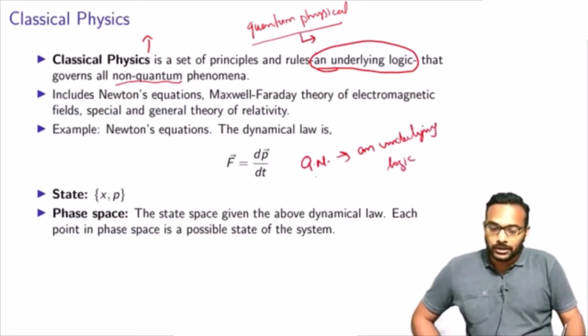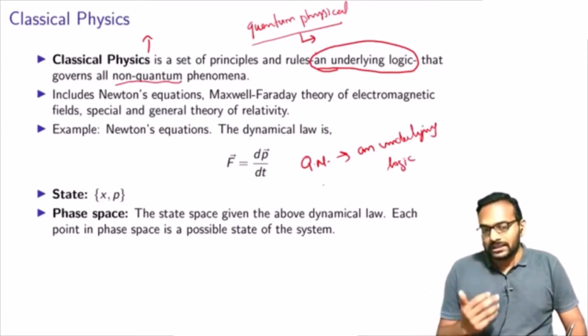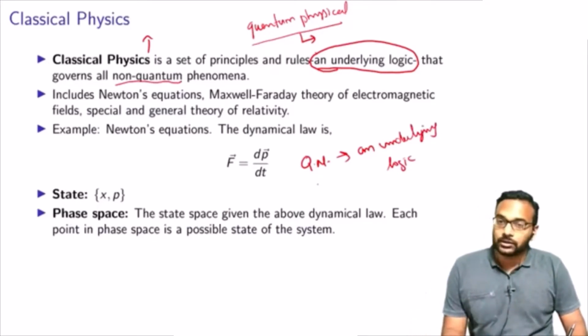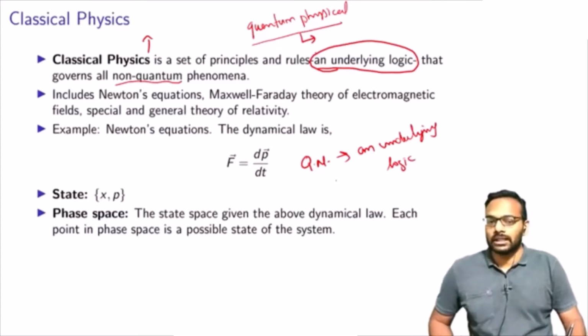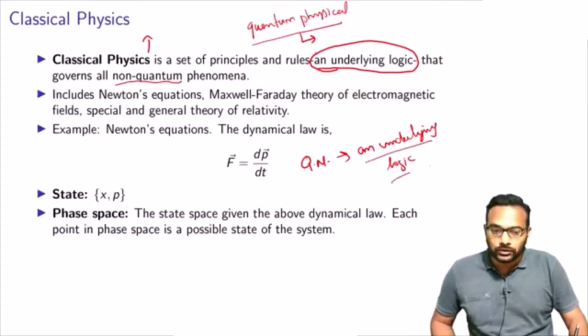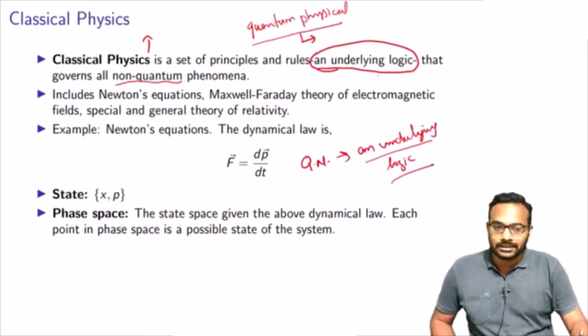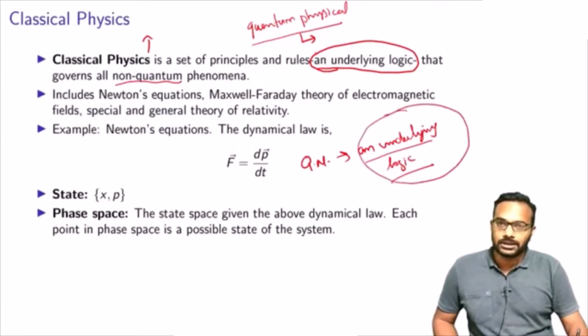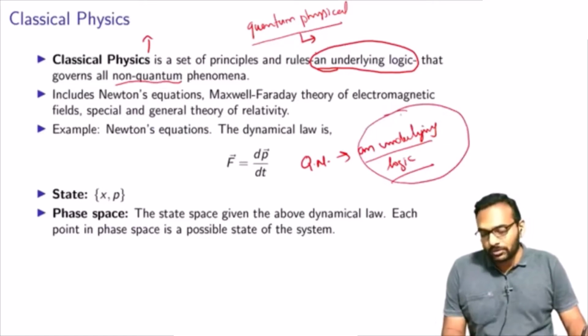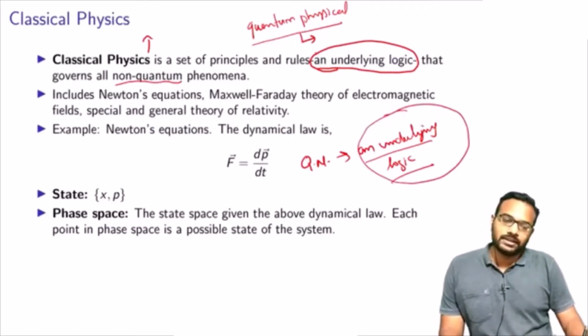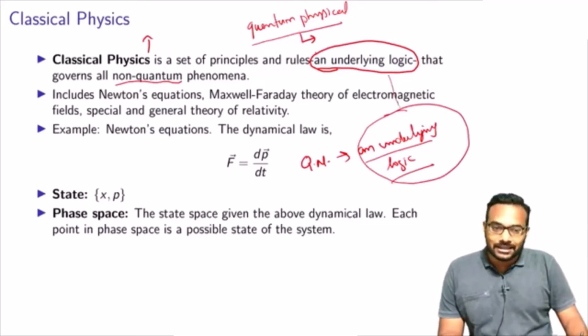All right. You can study the quantum physics of particles. You can study the quantum physics of fields or whatever system that you're worried about. But the rules of logic, the underlying logic that we use will be different. All right. So classical mechanics is a kind of underlying logic, right? And quantum mechanics is a different kind of underlying logic. So when we go from classical physics to quantum physics, you should make this transition in your mind, right?